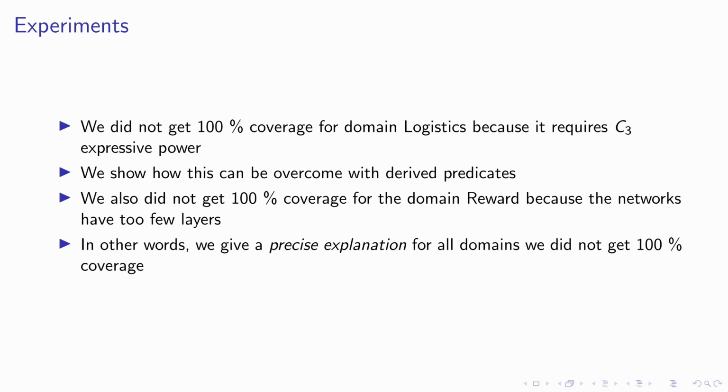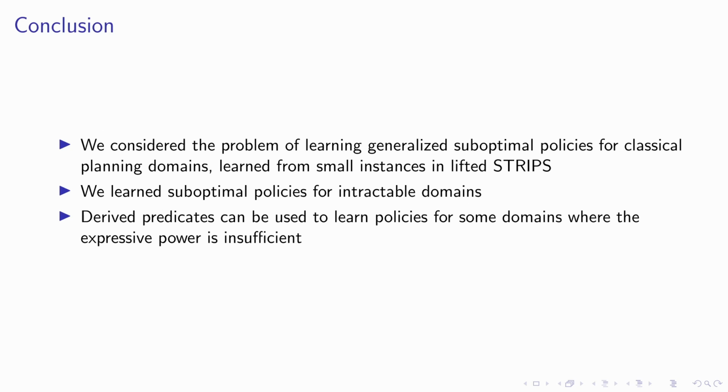In other words, we were able to give a very precise explanation in all domains we could not learn a proper policy for. So, in this paper, we consider the problem of learning generalized suboptimal policies for classical planning domains, learned from small instances. This is a continuation of our ICAPS 22 paper, which is in the main track. And the main difference is that we learn suboptimal policies instead of optimal policies. And we show how derived predicates can be used in some domains to compensate for lack of expressive power.